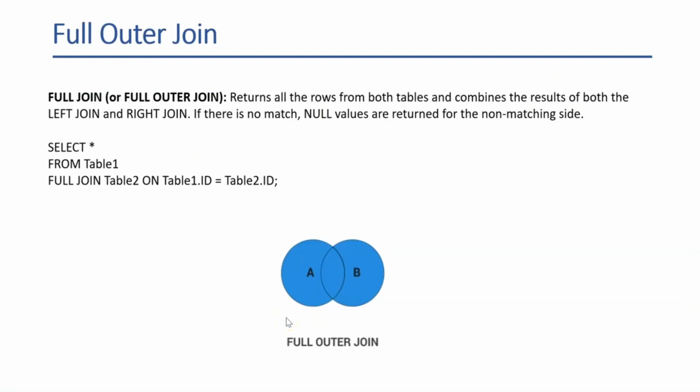Hello all. Now let's see what the full outer join or full join is. It returns all the rows from both the tables and combines the result of both the left join and right join. We have already seen the left join, which contains all the rows from the left table and only the matching rows from the right table, and the right join contains all the rows from the right table and only the matching rows from the left table. So full outer join is the combination of both left join and right join. It means that it contains all the rows from both the tables, and whenever there is no corresponding record in the other table, it inserts null.